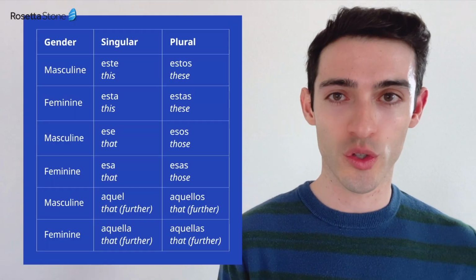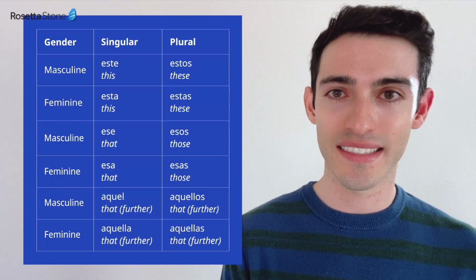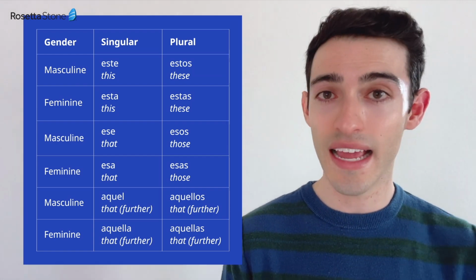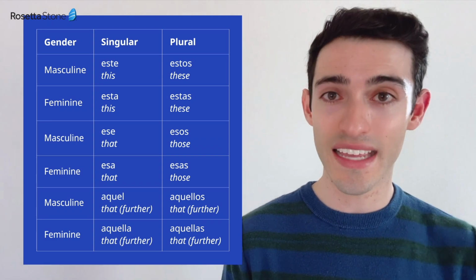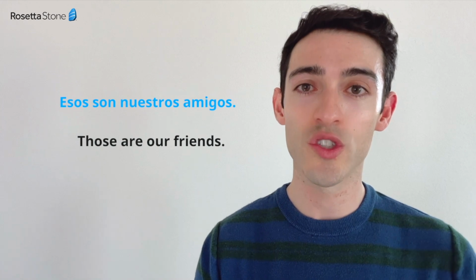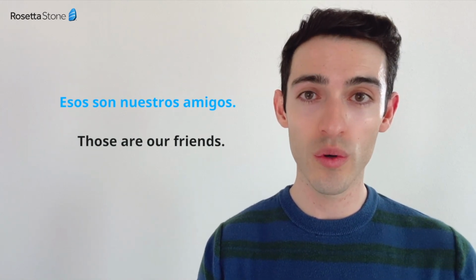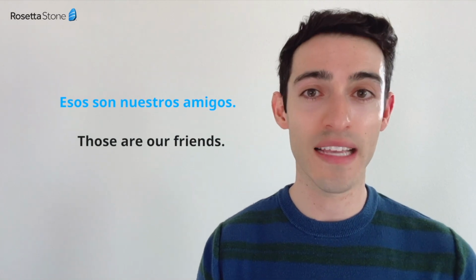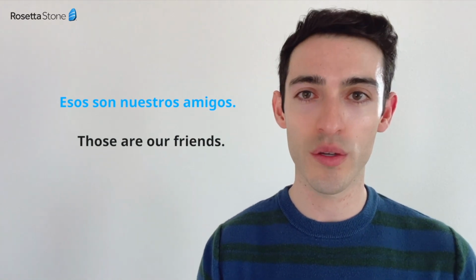Este, estos. Esta, estas. Ese, esos. Esa, esas. Aquel, aquellos. Aquella, aquellas. Let's look at our final example. Esos son nuestros amigos. Who? Those guys. Esos is the demonstrative pronoun because amigos is masculine plural, so we use esos.